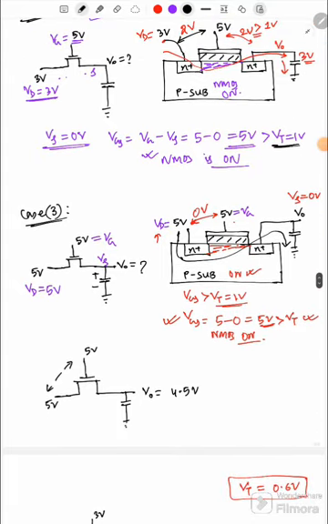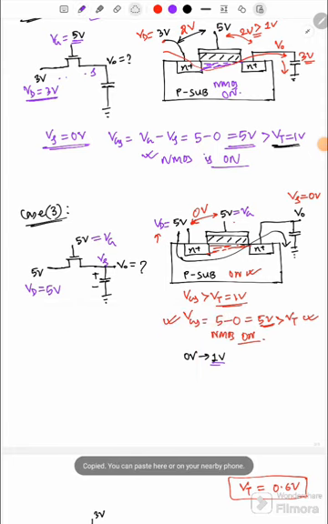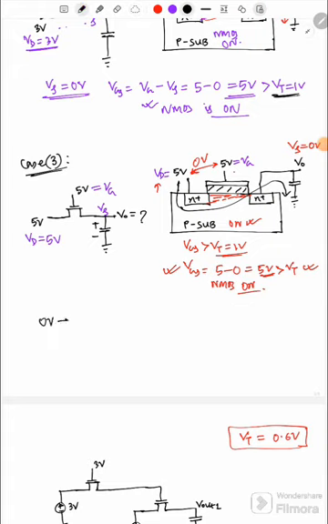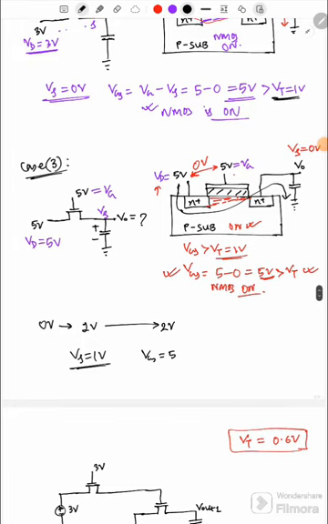So how much will it charge? From 0 volt it can go to 1 volt, right? Then if source equals 1 volt, how much is VGS? VGS is 5 minus 1 volt equal to 4 volt, which is greater than VT. That means NMOS is on still. Then it will charge up to 2 volt. What is VGS here? VGS is 5 minus 2 volt, 3 volt, greater than VT, NMOS on. Then 3 volt: how much is VGS? 2 volt, which is greater than VT, on, charge.